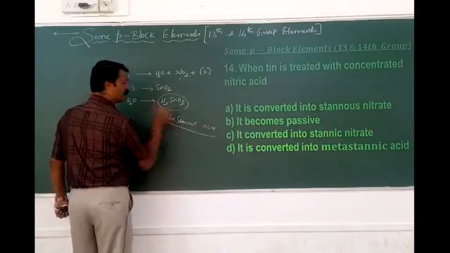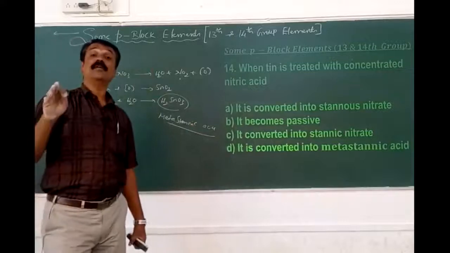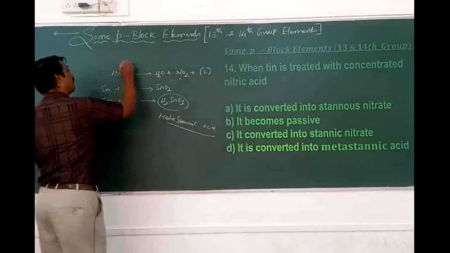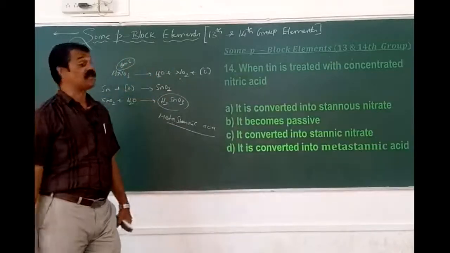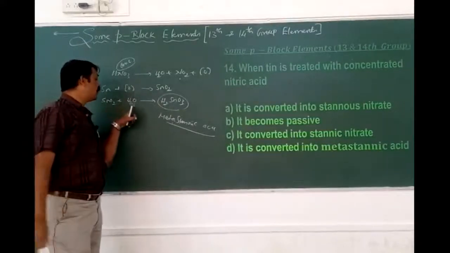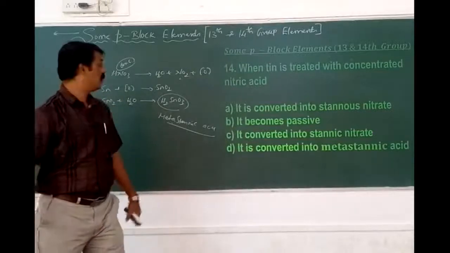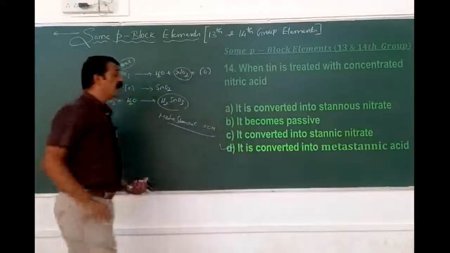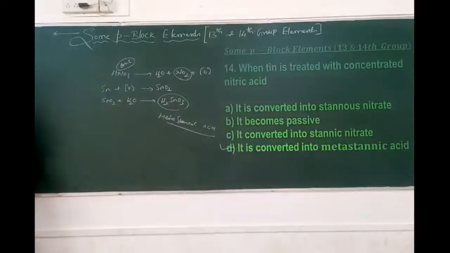Metastannic acid. In rest of the cases, it may form stannous nitrate or it may be the stannic nitrate, but in case of the concentrated HNO3, because concentrated nitric acid is the best example for a stronger oxidizing agent, it first oxidizes tin to which one? Tin oxide, and that is readily absorbed by the water to form an acid, and that acid is called as metastannic acid, along with the liberation of what gas? Nitrogen dioxide. Therefore it is converted to what? The metastannic acid. Therefore it is 14th D. Okay.